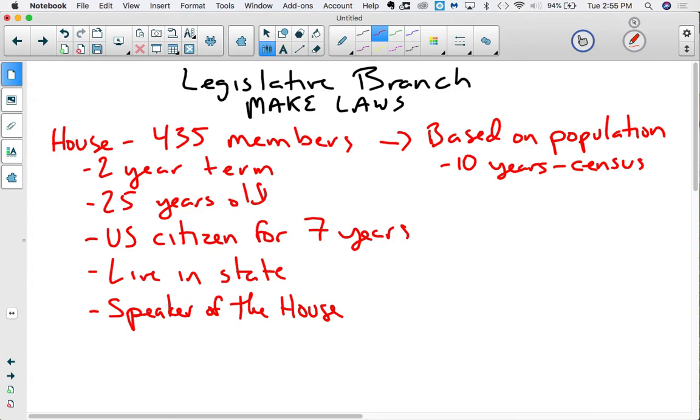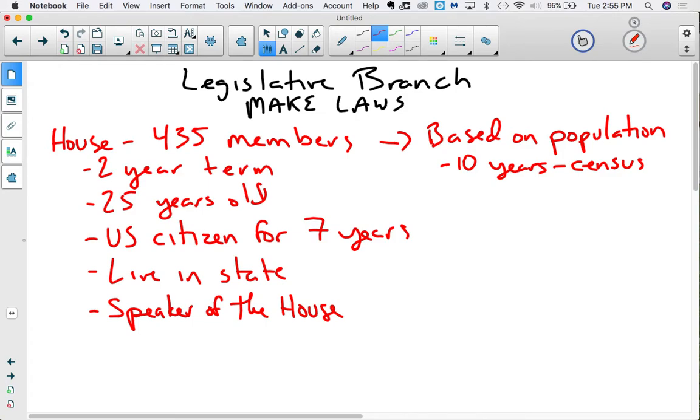Is there a reason for 435? It's a ratio they came up with based on population. I think that's where they've been for quite a while. Does DC count? Washington D.C. has no members of the House or the Senate, but they do have electoral votes. And we'll talk about that tomorrow.